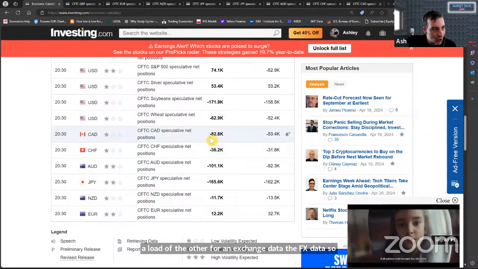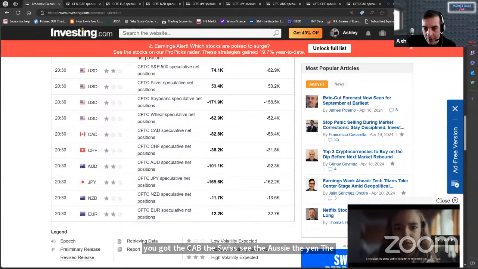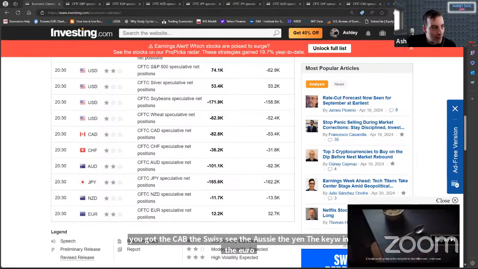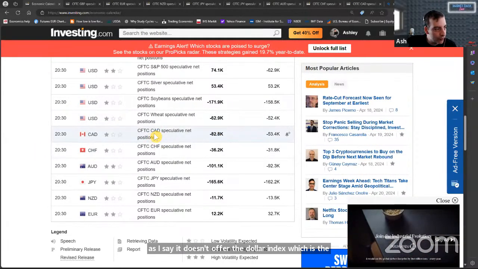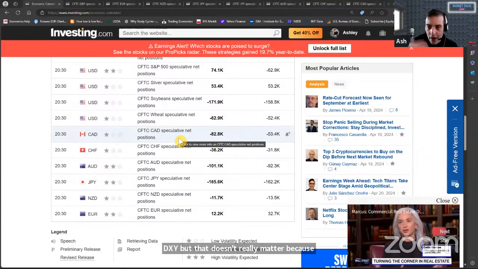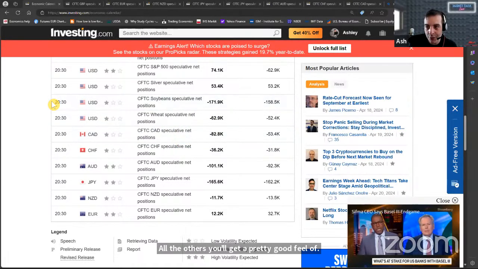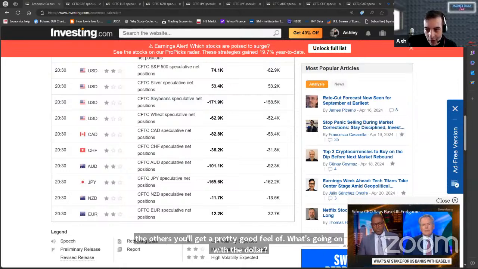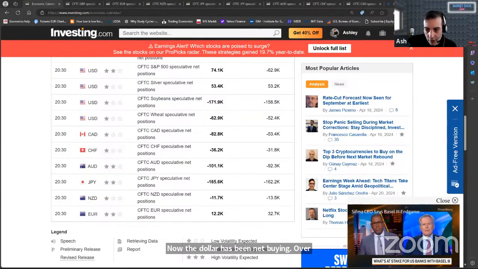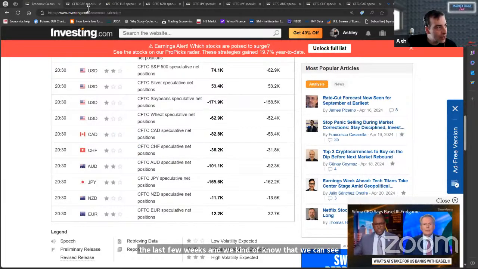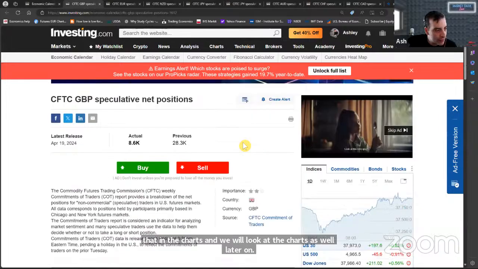As I say, it doesn't offer the dollar index, the DXY, but that doesn't really matter because by the time you've gone through all the others, you'll get a pretty good feel of what's going on with the dollar. Now, the dollar has been net buying over the last few weeks, and we can see that in the charts, which we will look at later on. But let's have a quick look at the COT data here.